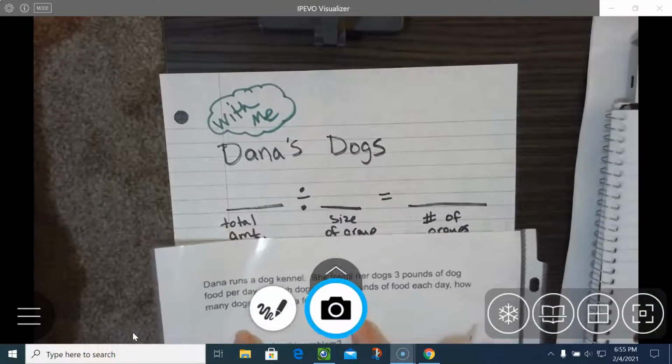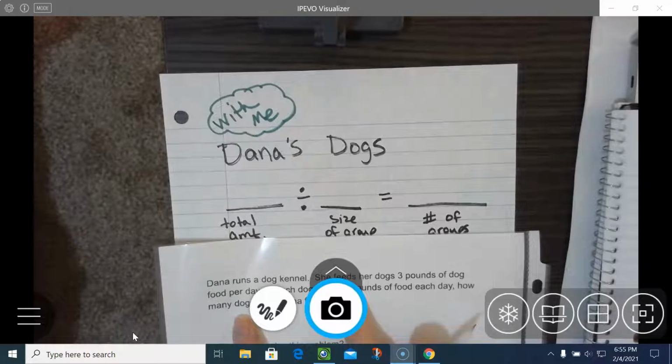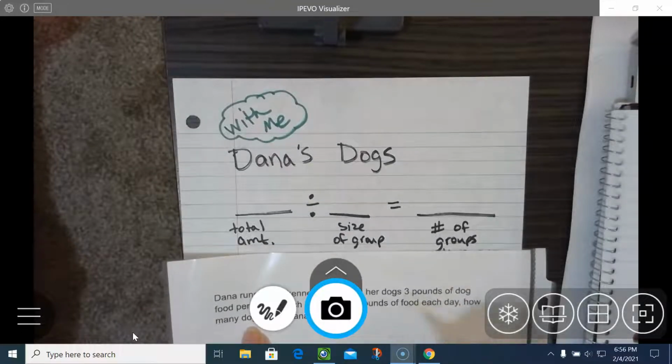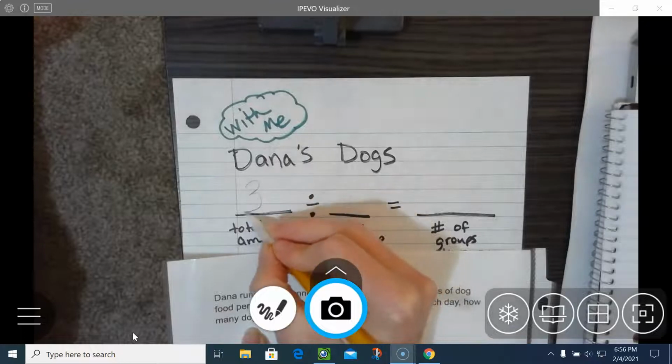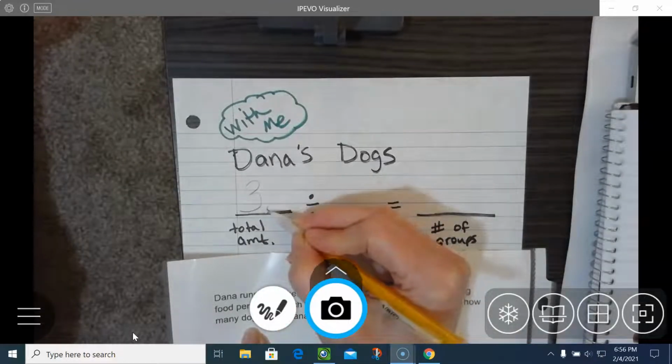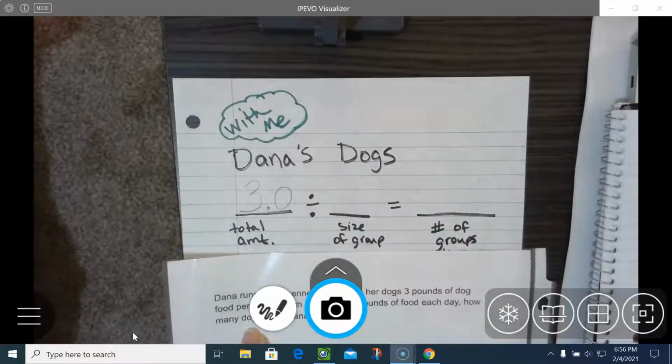So Dana runs a dog kennel. She feeds her dogs 3 pounds of dog food per day. So that's going to be my total amount. So I know that she's feeding them 3 whole pounds. I'm going to say 3 and 0/10. So 3 whole pounds of dog food in a day.